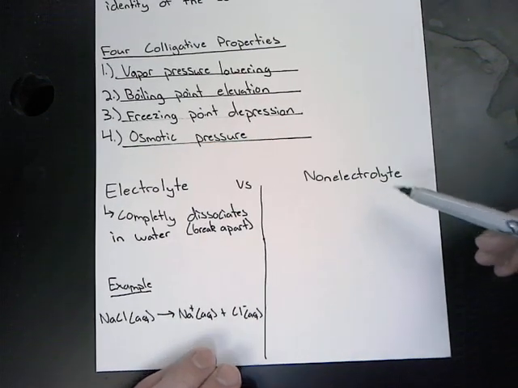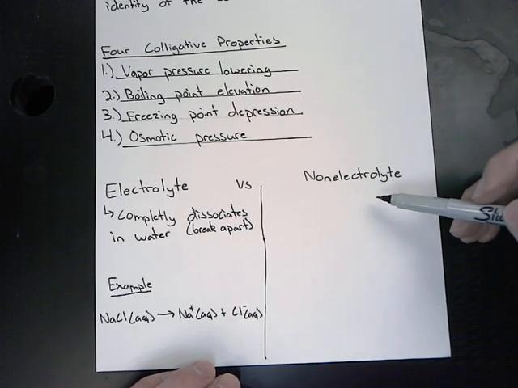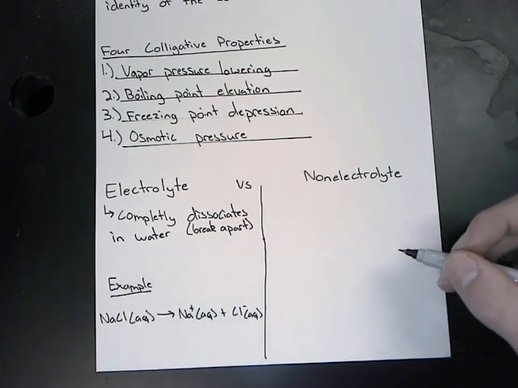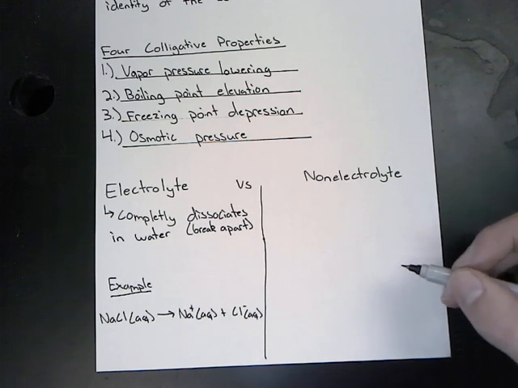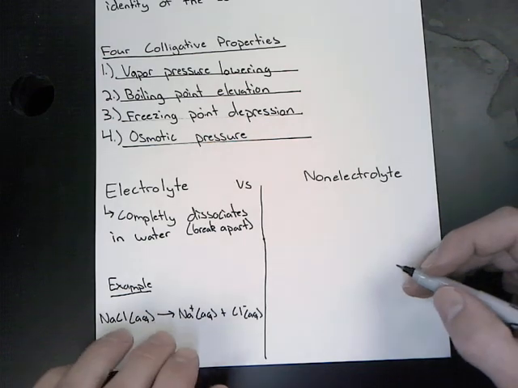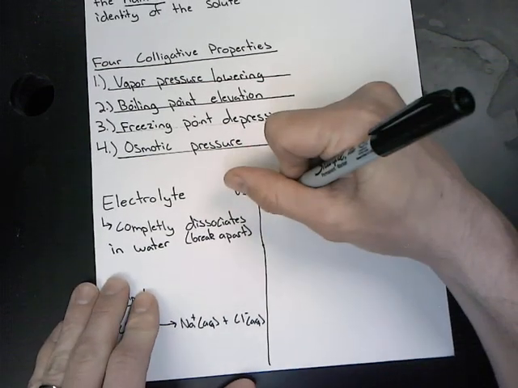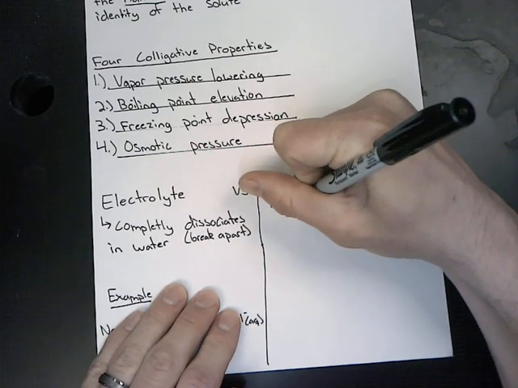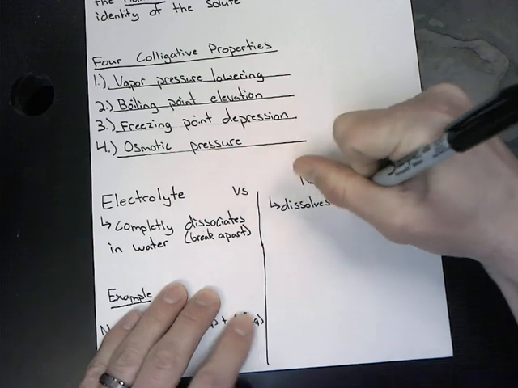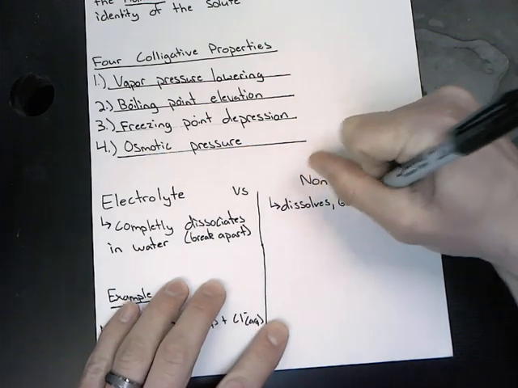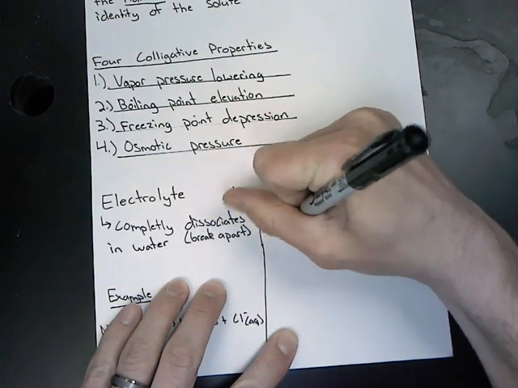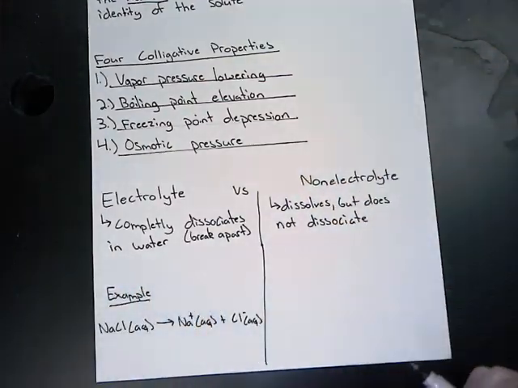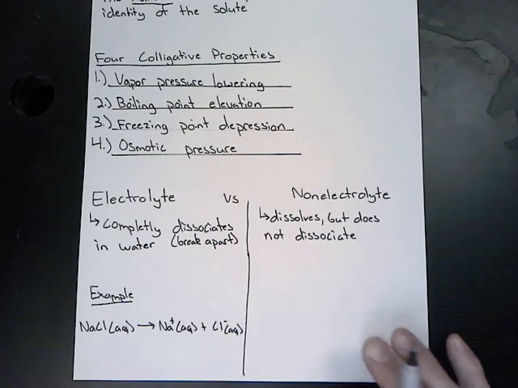The other type of item I want to talk about is a non-electrolyte. So in a non-electrolyte, there is no dissociation that occurs when a substance dissolves. So I'm going to simply put dissolves but does not dissociate. So this happens in covalently bonded substances such as sugar.